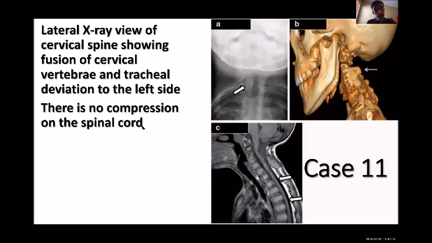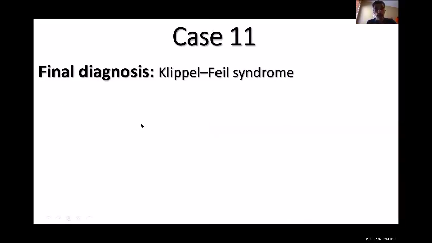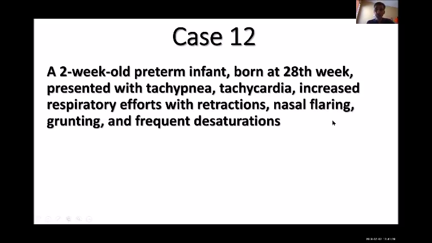You might be correct. So the diagnosis is Klippel-Feil syndrome. And I'm definitely not good in these rare diseases, but I put that for example. Okay, so a 2 weeks old preterm infant born at 28 weeks presented with tachypnea, tachycardia, increased respiratory effort with retractions, nasal flaring, grunting, and frequent desaturation.